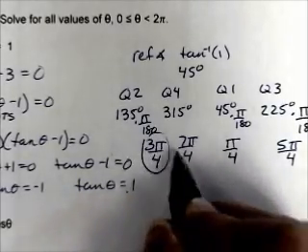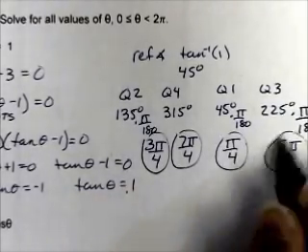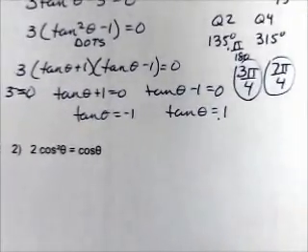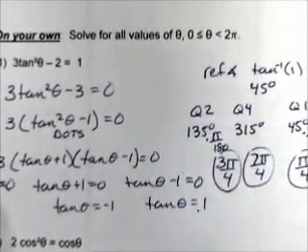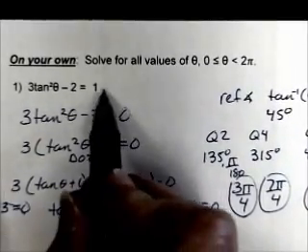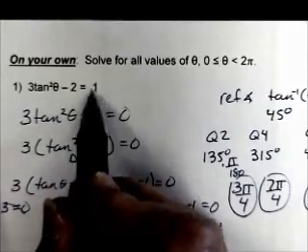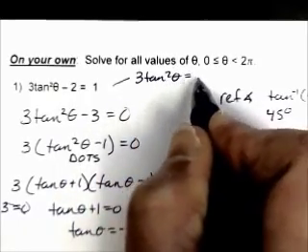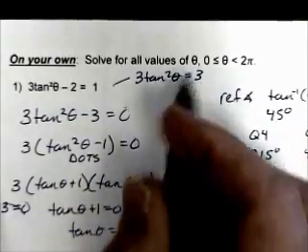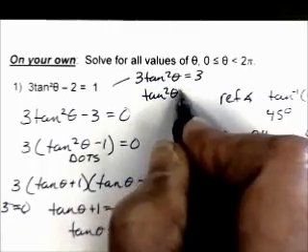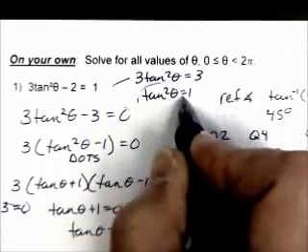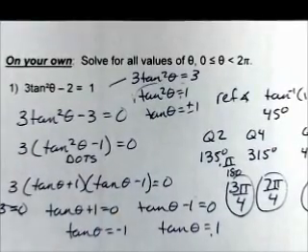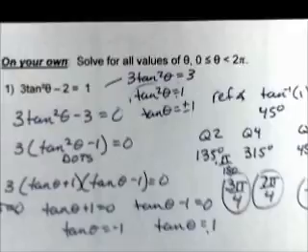And there we have 4 values for theta. Number 2, I'm sorry, the other way I would have done this, let me just go back to this. If I added 2 to both sides, I would then have 3 tangent squared theta equals 3. Divide both sides by 3, tangent squared theta equals 1, and then square root both sides. Tangent theta would equal plus or minus 1. So that would have been the other way. We'll still come up with the 2 values for tangent theta.